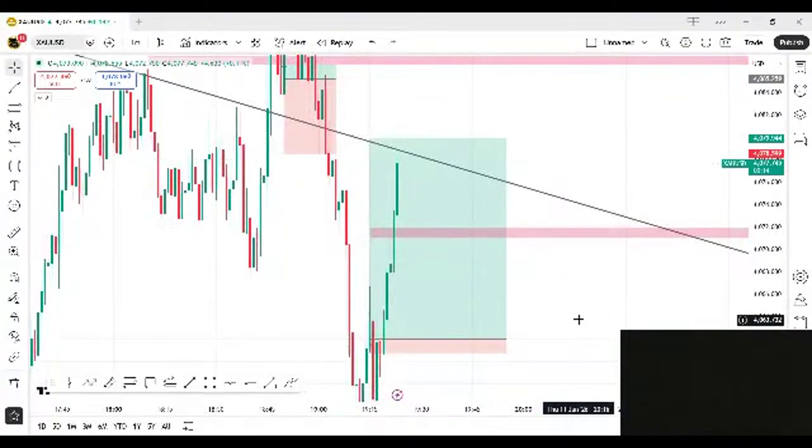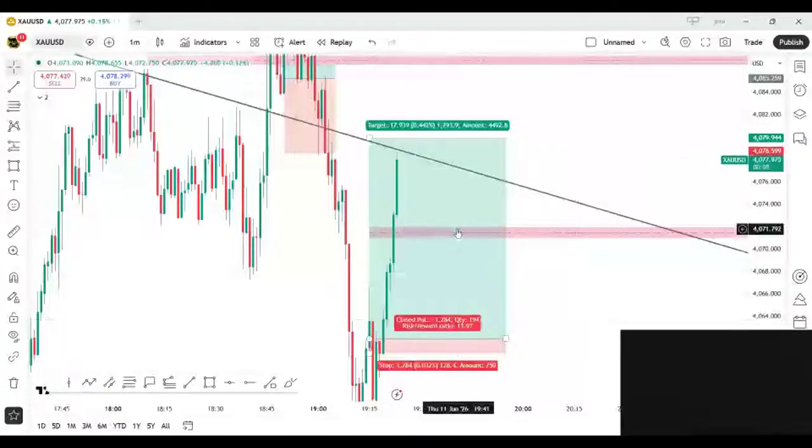If anybody is holding, they can still hold, because above this zone we can look for a further long position. I'm again clearing my stuff with you guys. We hit one stop loss, guys. Obviously, that really hits us. But I hope you guys have recovered with a TP2.